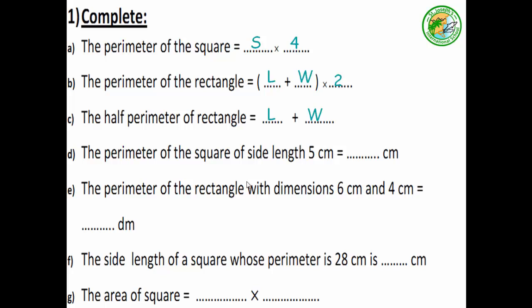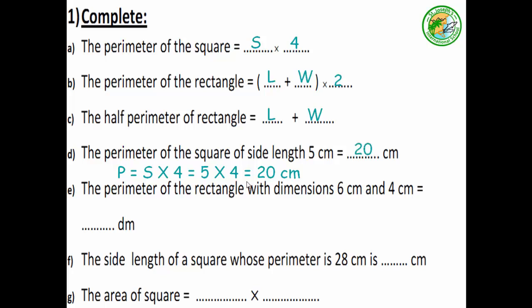Letter D, the perimeter of a square of side length 5 centimeters equals... here we want to calculate the perimeter of a square, and we said before that the perimeter of a square equals side length times 4. So we will multiply 5 times 4. First you write the rule and then substitute. Side length equals 5, so we will write 5 times 4 equals 20 centimeters.